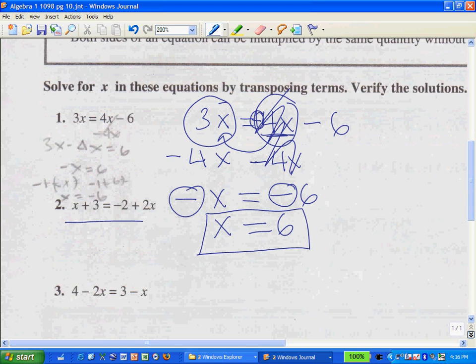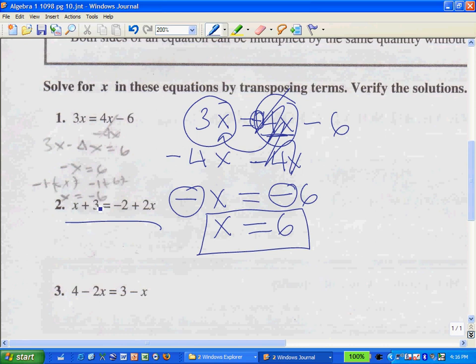Okay, now let's try this equation here. We've got x plus 3 equals negative 2 plus 2x. Now again, my goal here is to get all the variables on one side of the equal sign and all the numbers without variables on the other side of the equal sign. So this number here doesn't have a variable, so I'm going to move it over here. This 2x does have a variable, so I'm going to move it over here.